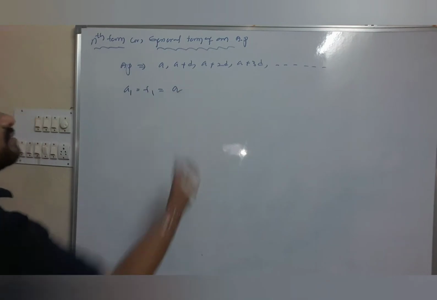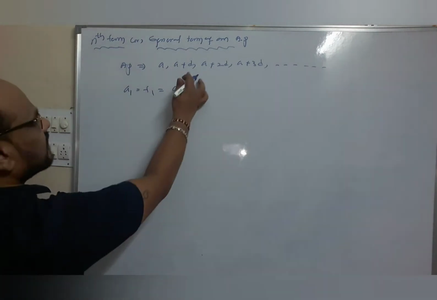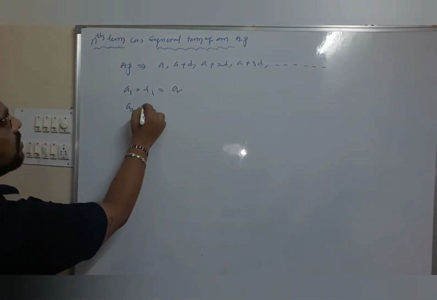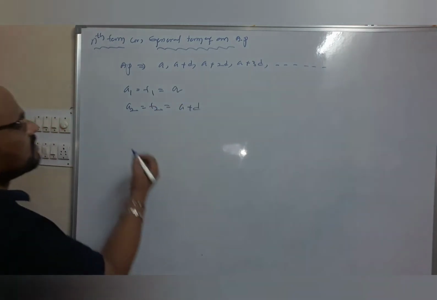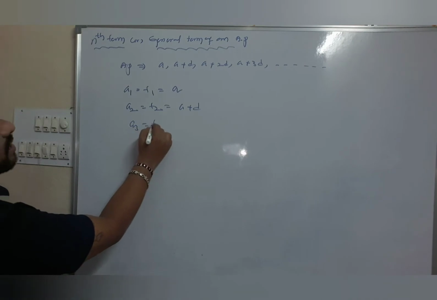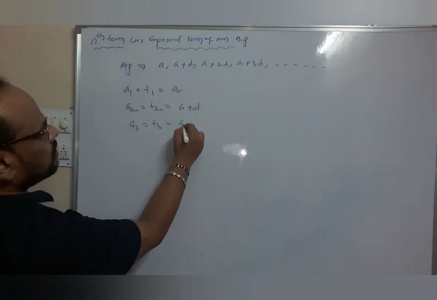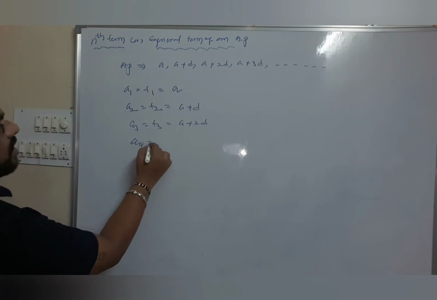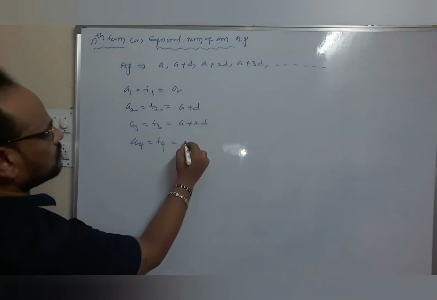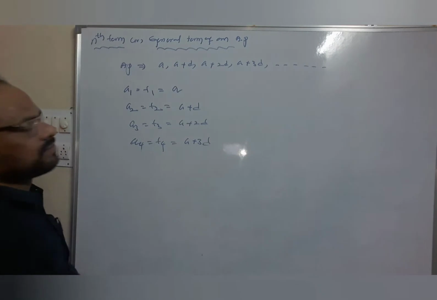Second term is nothing but A2 or T2, which is equal to A plus D. Third term A3 or T3 is equal to A plus 2D. Fourth term A4 or T4 is equal to A plus 3D.